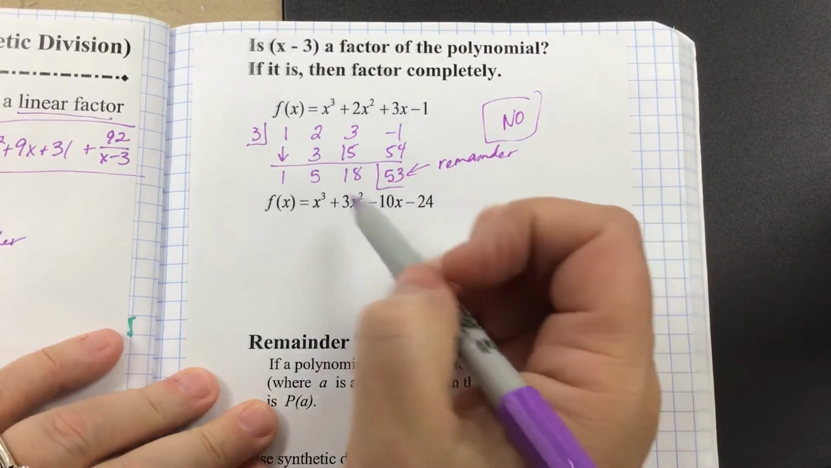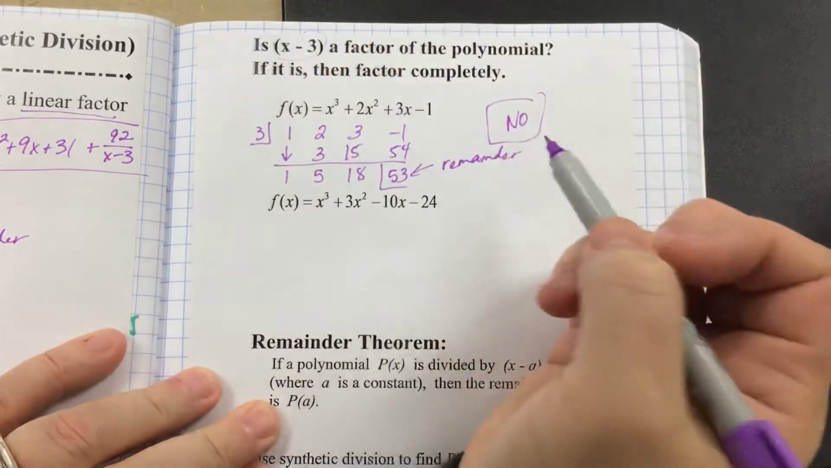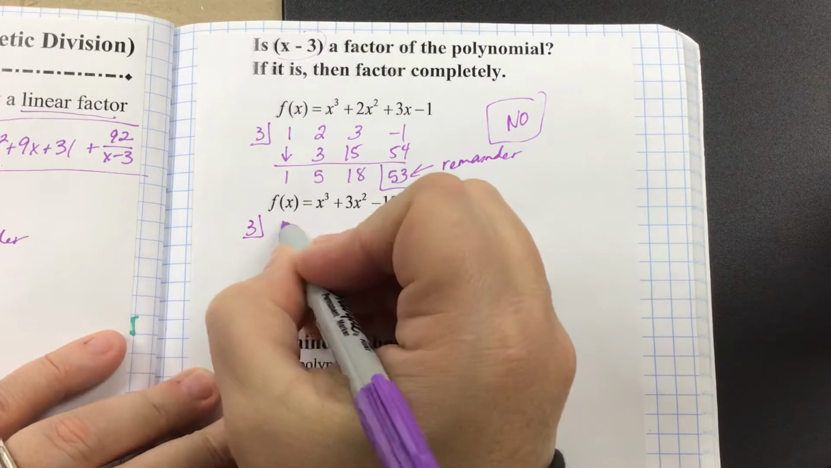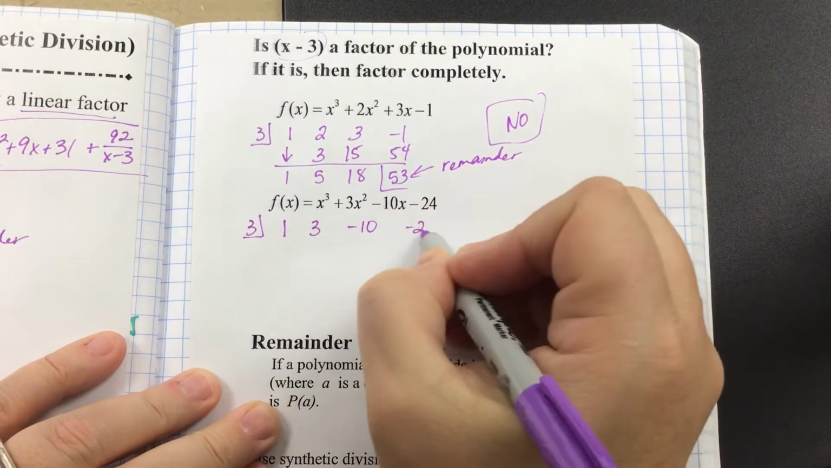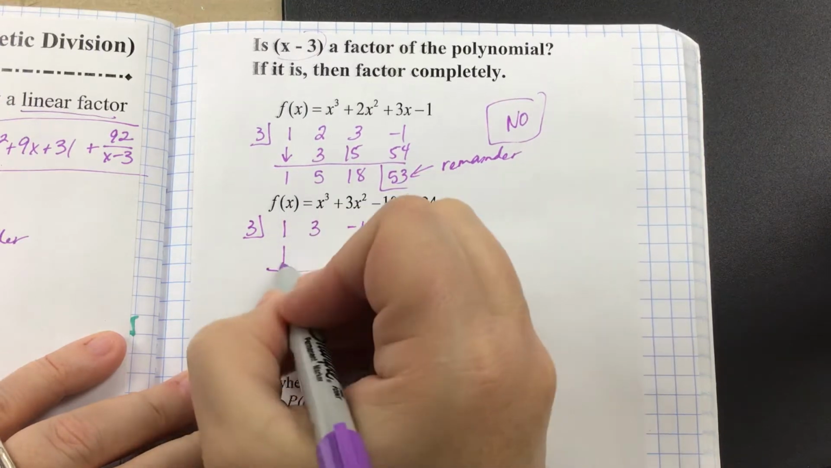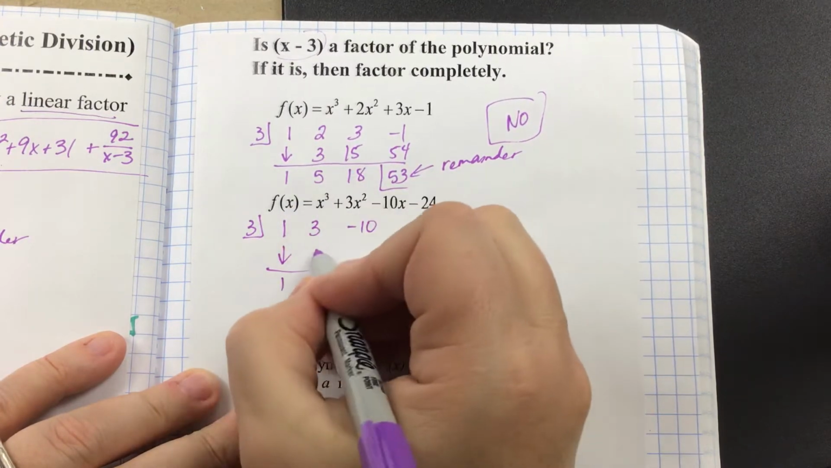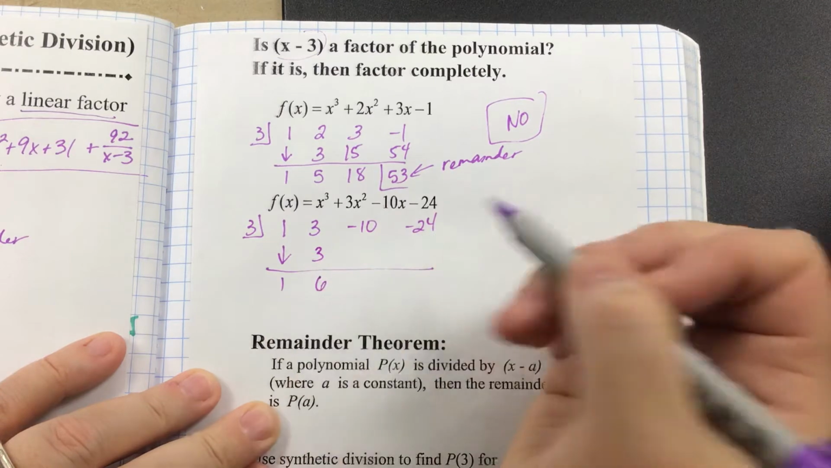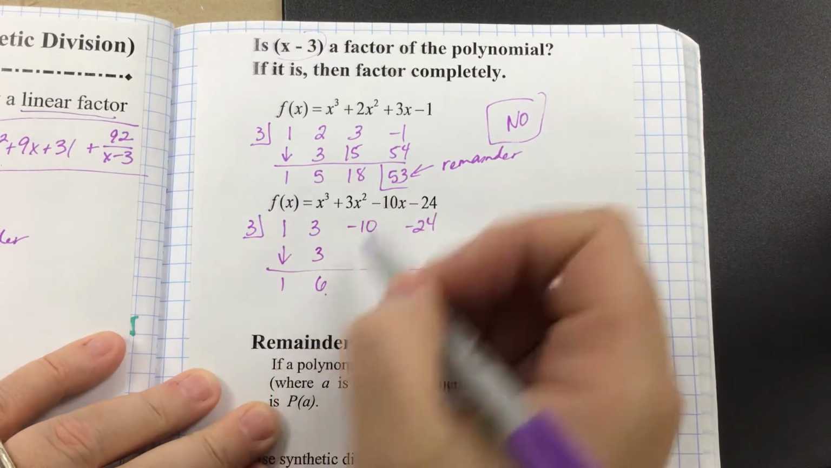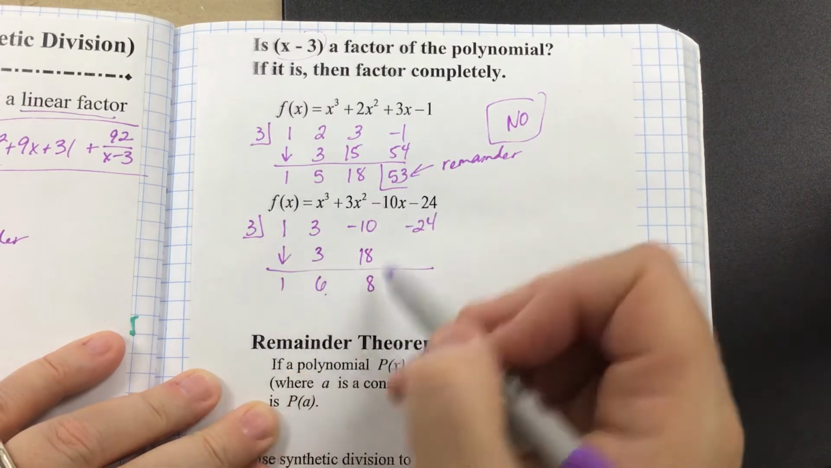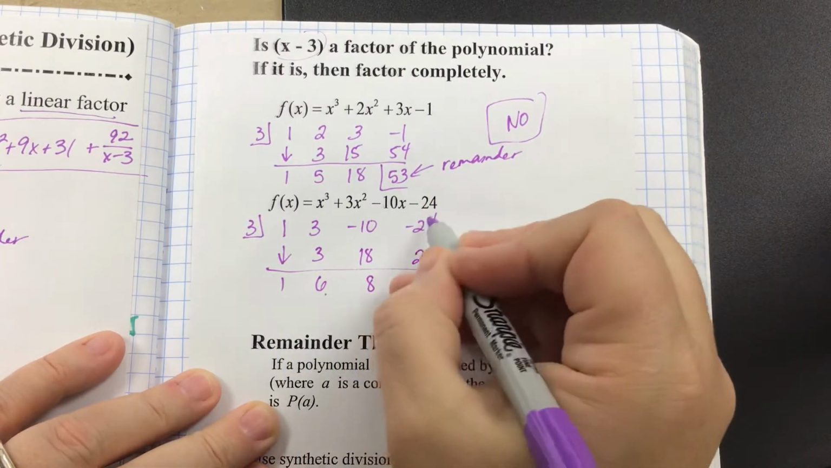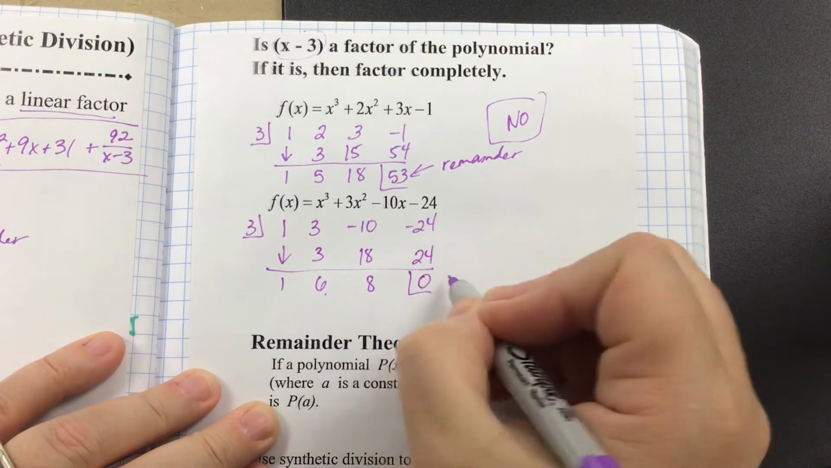In the second one, again, we're still testing if x minus 3 is a factor. So we're going to put a 3 here. My coefficients are 1, 3, negative 10, and negative 24. So I'm going to bring down the 1. 3 times 1 is 3. 3 plus 3 is 6. 3 times 6 is 18. Negative 10 plus 18 is 8. And 3 times 8 is 24. And negative 24 plus 24 is 0.